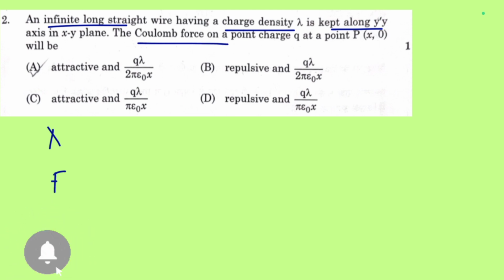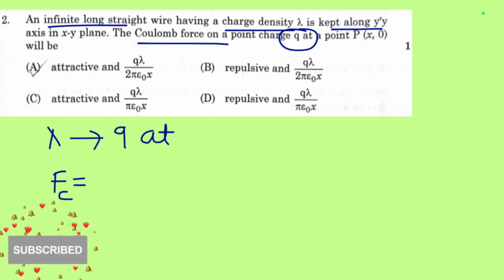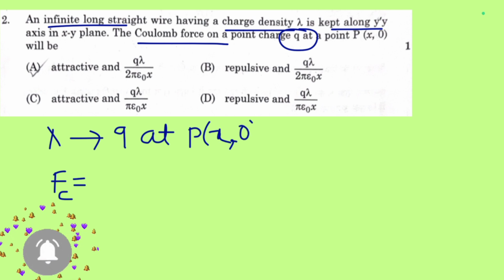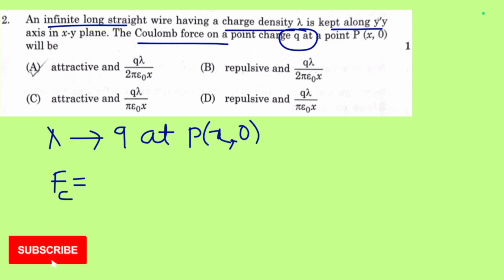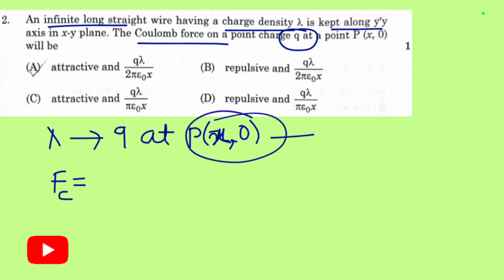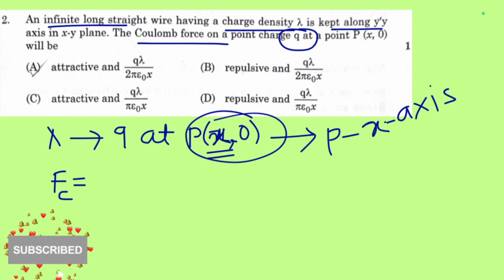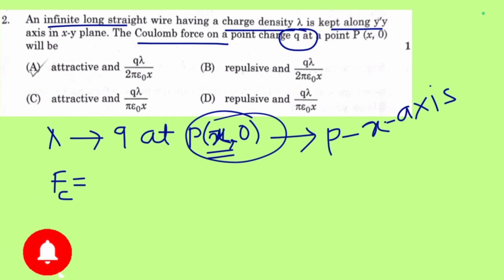Now what we have to find out? We have to find out the Coulomb force, that is the electrostatic force, on a point charge q, which is placed at a point P (x0) from the conductor or wire. So what is the coordinate that is given here? X0. From this coordinate we get the idea that point P is lying on the x-axis. So this x coordinate gives us the perpendicular, shortest distance between that conductor and the point at which the charge q is placed.